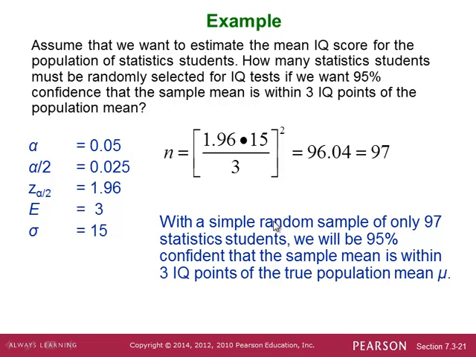So that tells us if we were to go out and take a sample of size only 97, at least 97 statistics students, then we will be 95% confident that the sample mean is within 3 IQ points of the true population mu.